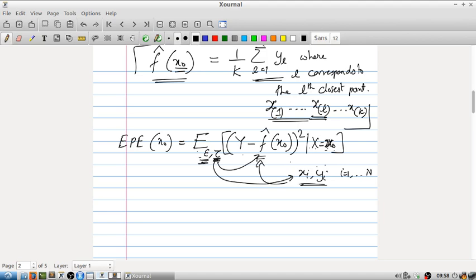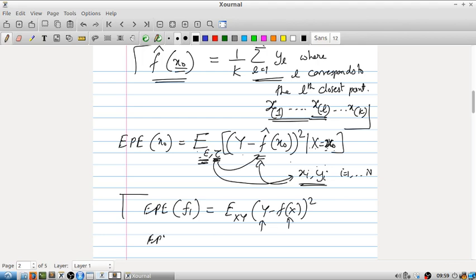So if x naught is fixed, the only randomness is epsilon. Think of it this way: I have training data and I have a test point. Let me take an aside. In the EPE definition, for any fixed function, the function is fixed, it's not dependent on data. Let's fix a function which maps input to output. It could be a bad function, it could be a good function. EPE for a fixed f will take expectation over the random variables x and y of y minus f of x, squared. Here x and y are random.